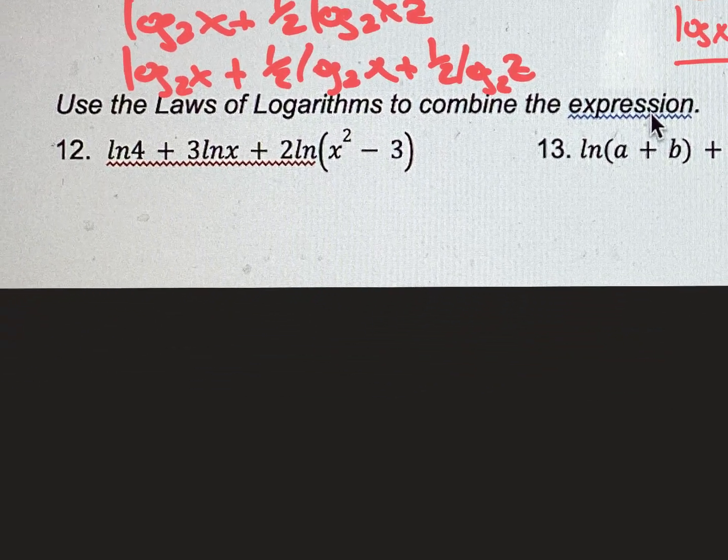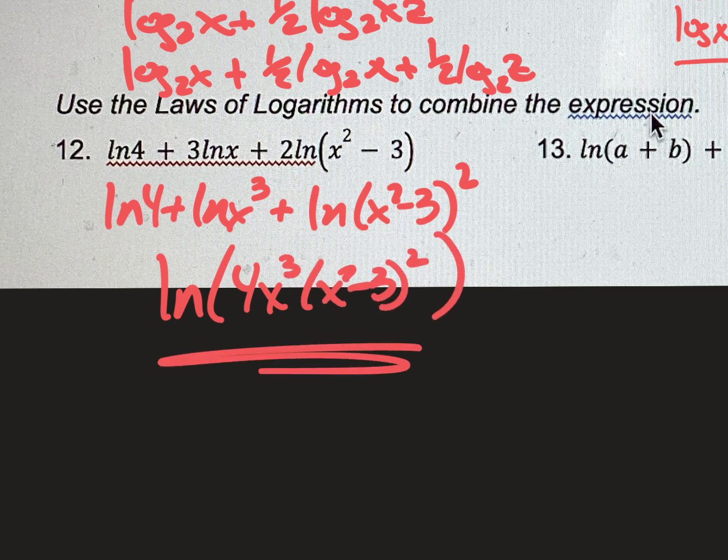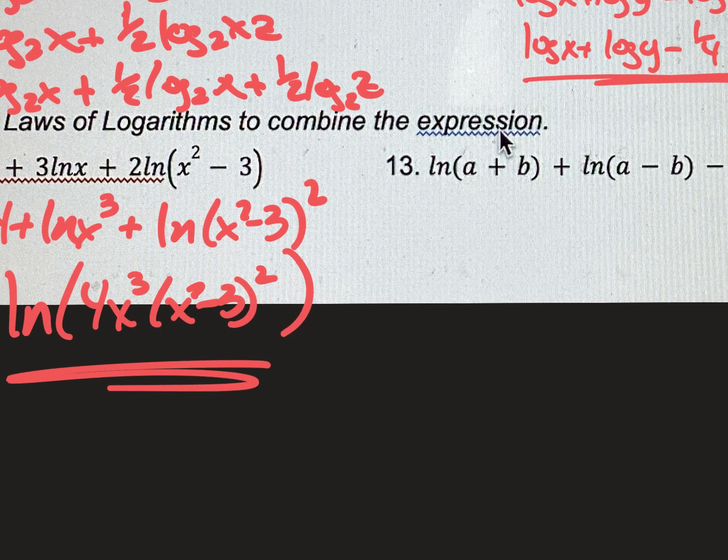All right, number 12. Now we're going backwards. We're going to combine them. So here we go. I see a 3 in the front, which is the exponent on the x, which is x cubed. I see a 2 in the front here, which is the exponent on the x squared minus 3. They're all added together, so to finish I'm just going to write one big natural log: natural log of 4x cubed times x squared minus 3, squared. Boom, 1 log. When they say combine, they mean write it as 1 log if it's even possible. And all you can do there is all addition, which is all multiplication.